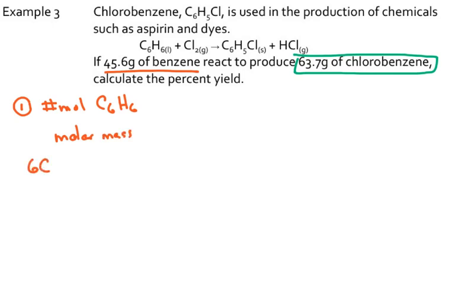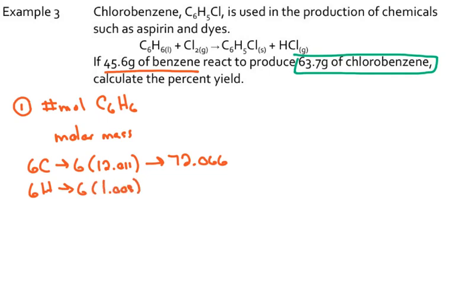Benzene is made up of 6 carbons. Looking up the mass of carbon in the periodic table, 12.011 grams per mole, works out to 72.066. We also have 6 hydrogens in this compound. Each hydrogen weighs 1.008, which multiplies out to 6.048. Totaling that up gives us 78.114 grams per mole for the molar mass of benzene.